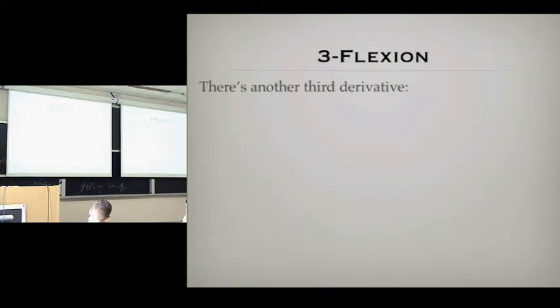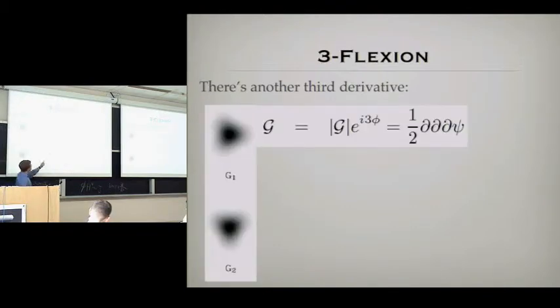But that's not the whole story for flexion, because there is another third derivative we could take. Instead of d star dd psi, we can take ddd psi, and that is a spin 3 quantity. Every time we take a d, that is raising the spin by 1. Every time we take a d star, that lowers the spin by 1. So G is a 3-spin object. It looks like this, if the initial object was a circular Gaussian. The important thing here is that this is now back to being non-locally connected to the density field.